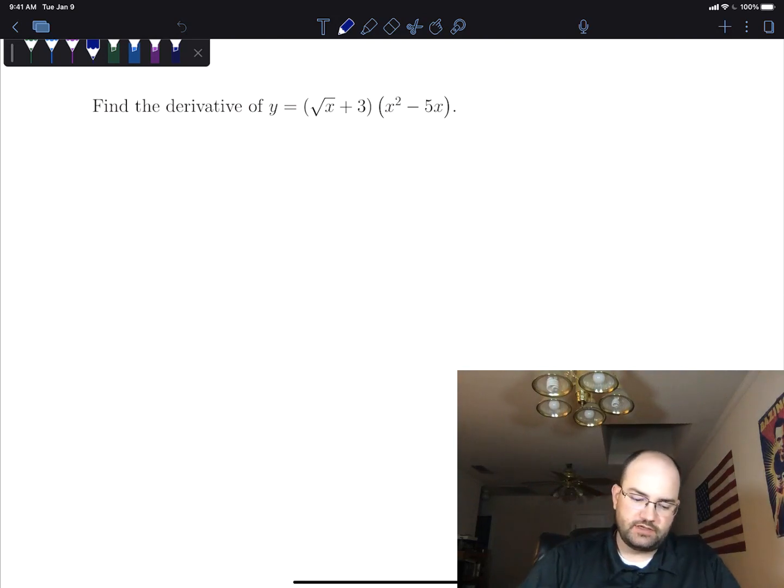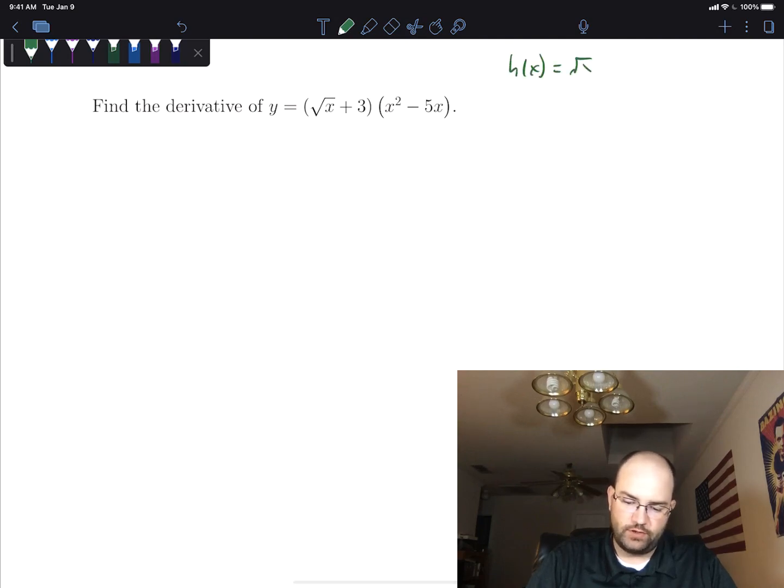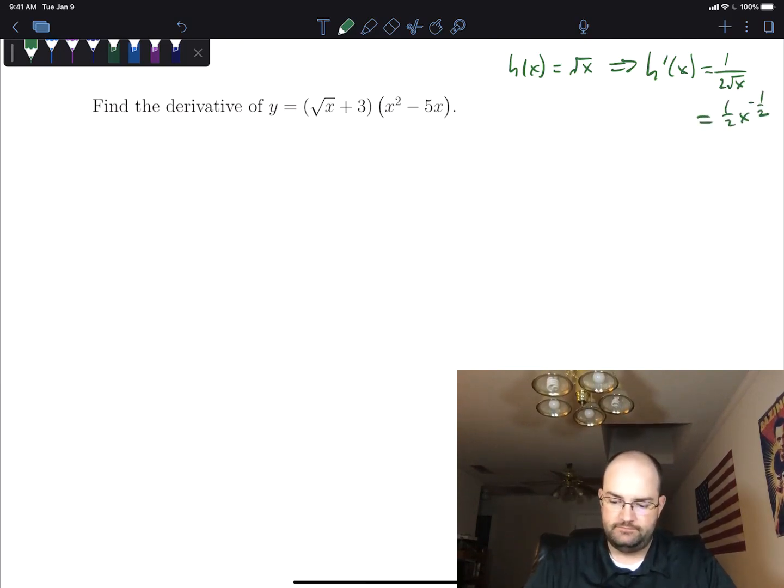Okay, here's the thing. I want us to go ahead and just memorize something. If h of x is equal to the square root of x, that tells me that h prime of x would be 1 over 2 square roots of x, or if you prefer, 1/2 x to the minus half. That's something that's going to be very helpful for us.